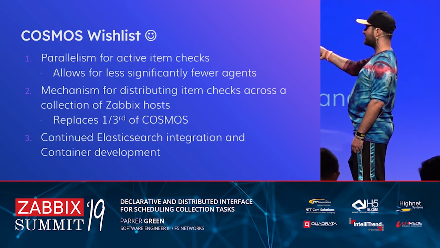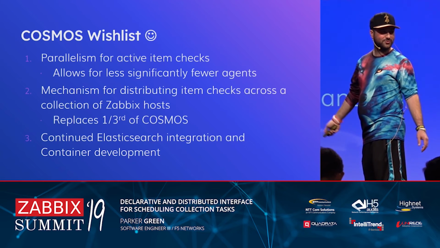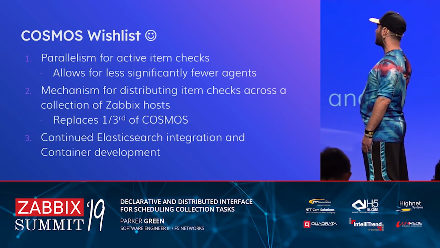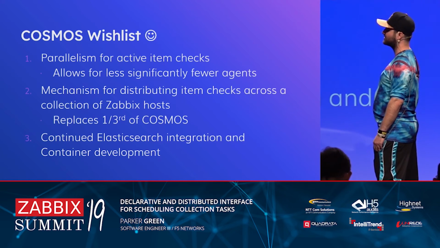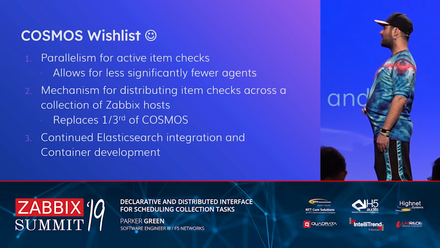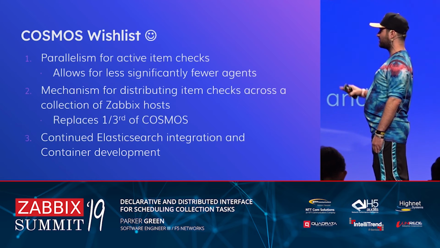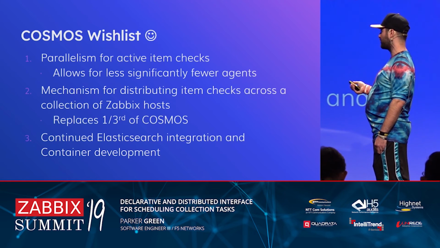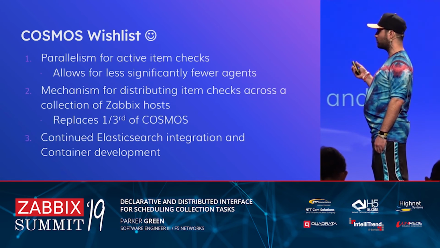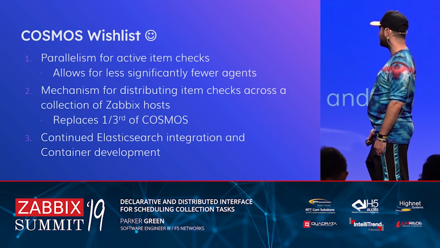And so, wish list. I am pleased to announce I got this already just 10 minutes ago, so that's cool. Parallelism for the active item checks has been something that we've wanted forever. It would be really cool to have a mechanism for distributed item checks across a collection of Zabbix hosts. This basically replaces most of the Cosmos architecture. And we would really like to see continued Elasticsearch integration and container development.